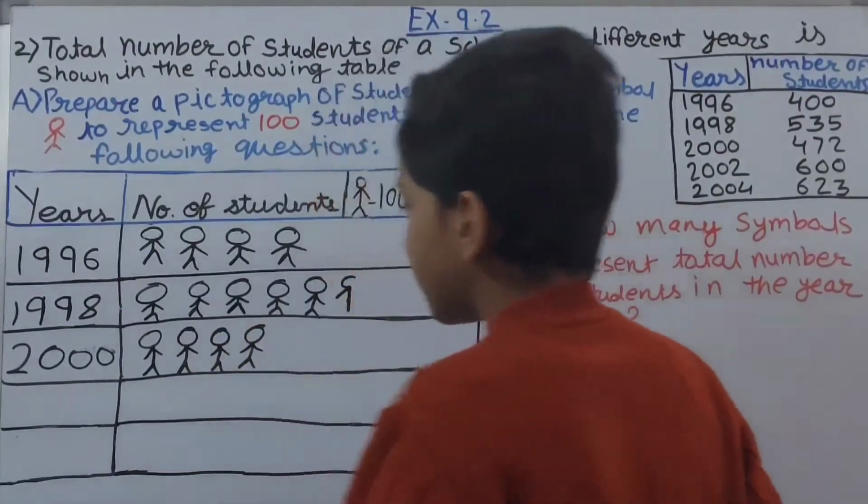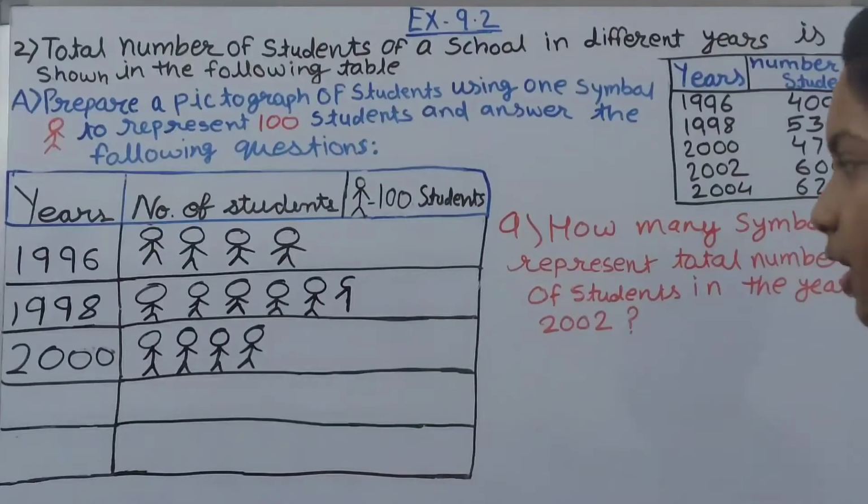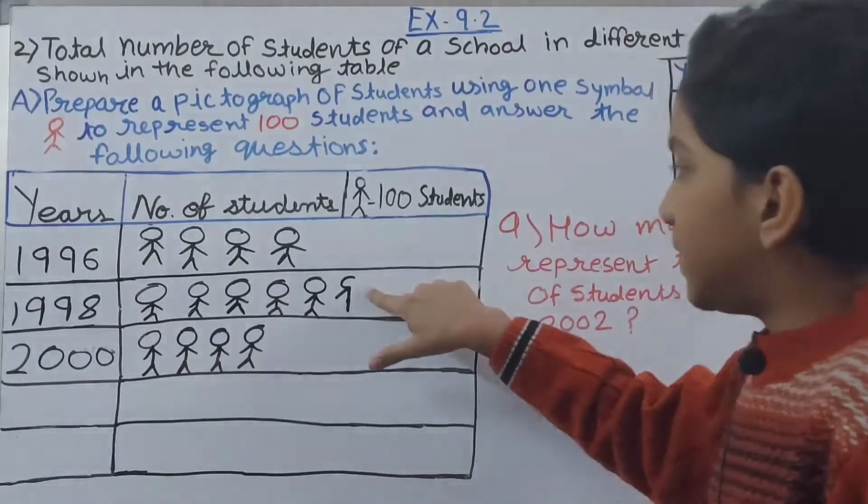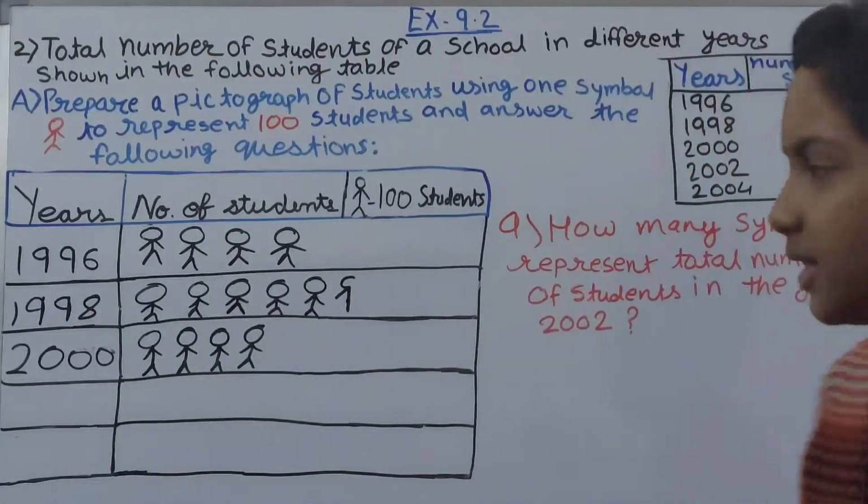And the fourth one. So you can see we have made 4 complete symbols that represent 400 students, but we have 72 even over here. So what will we do with this 72? 72 is still left. So again we can't make this symbol, we can't make half a symbol.